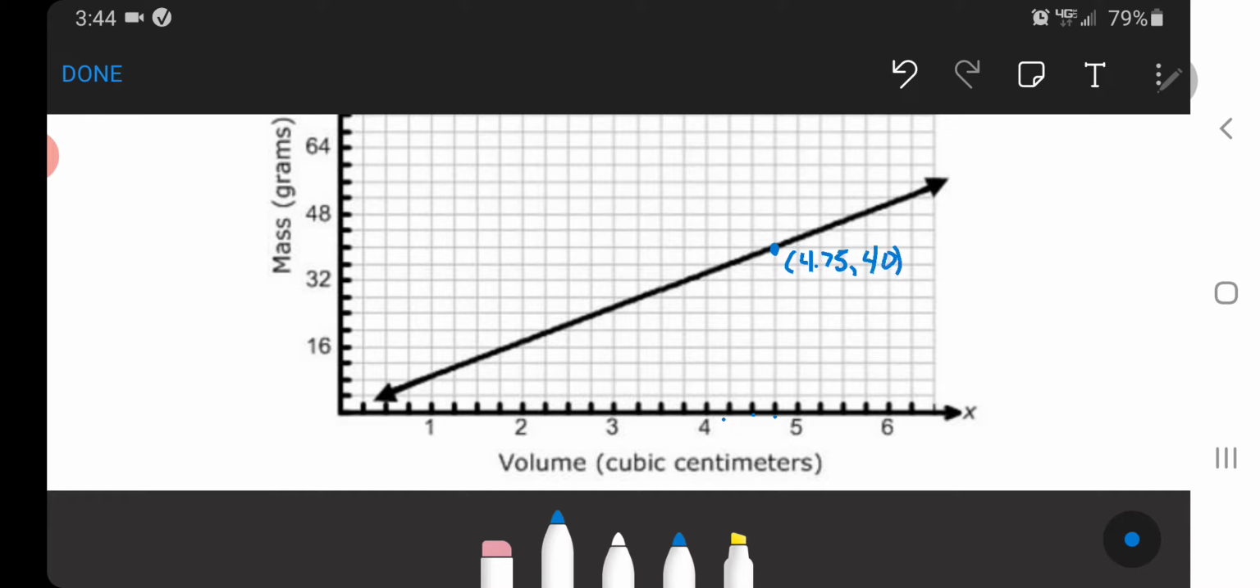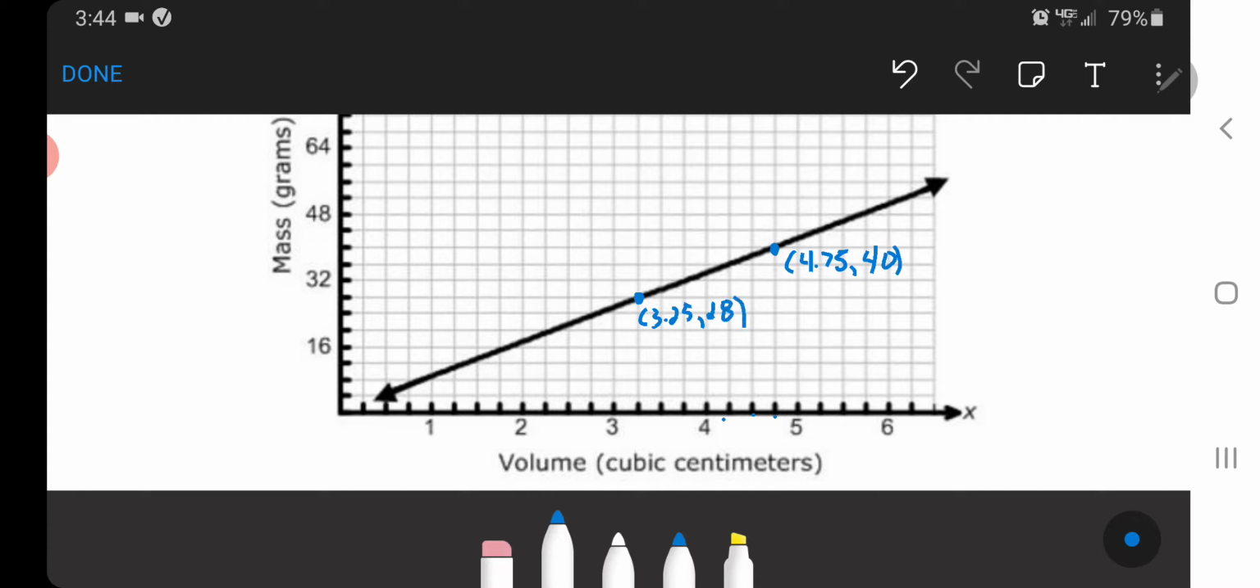Let's look for another good point. I think I'm going to go with this one right here. So once again, these are going over 0.25 each. So this will be like 3.25, comma my y value, let's see, 16, 20, 24, 28. Looks like that's at 28.